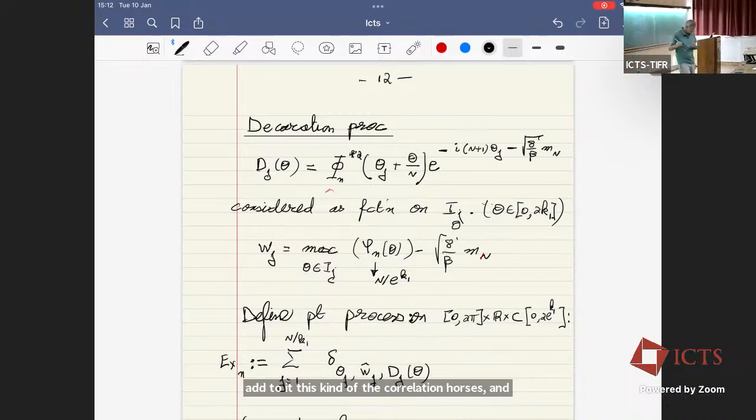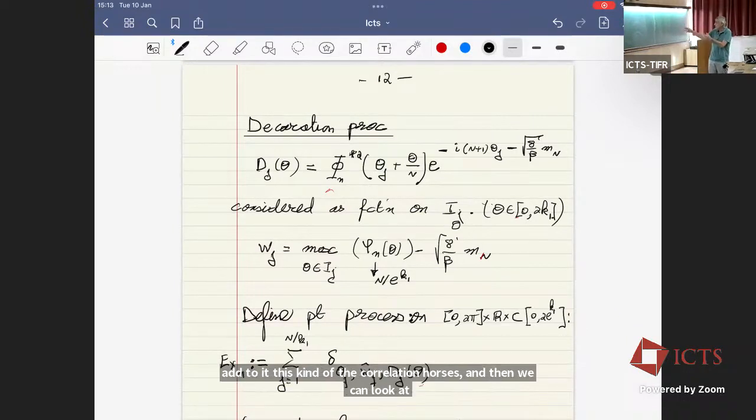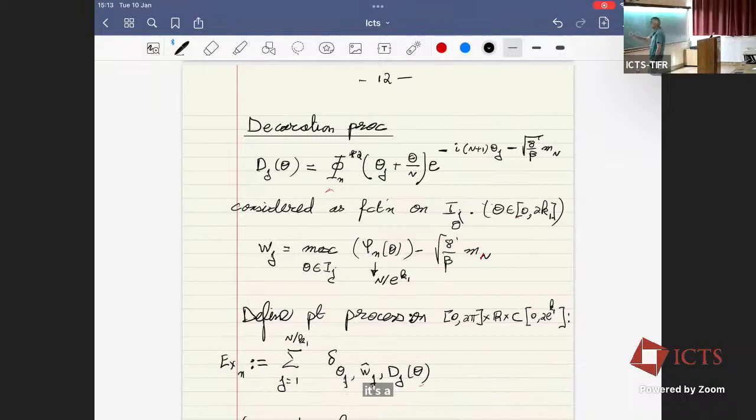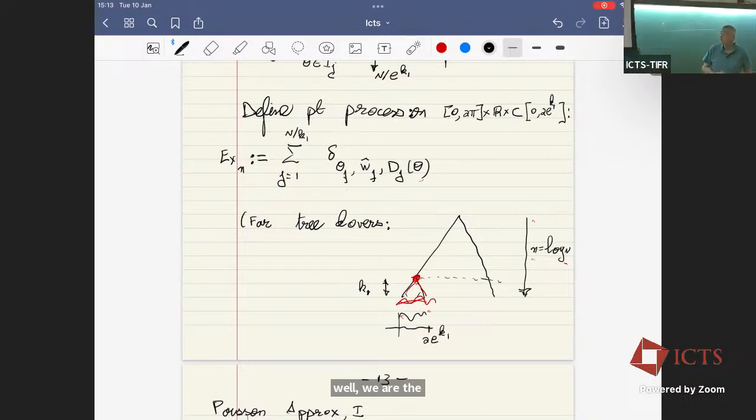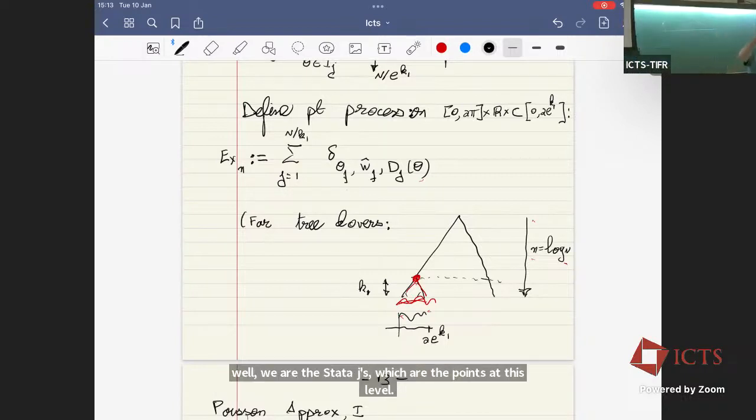And then we can look at the maximum over this small interval of whatever quantity we want. In this case, it's psi n. And then we can take a process which keeps track both of where we are, these theta j's, which are the points at this level, the decoration, and the value at that point.